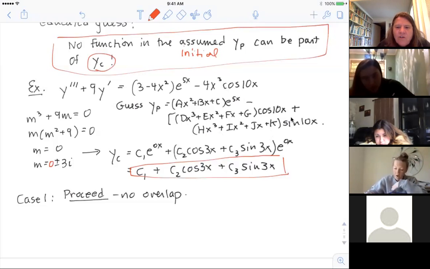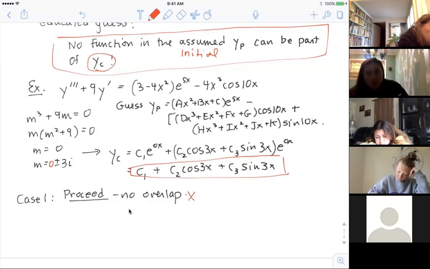All right. Now, look at this and see if it conflicts in any way with this. It doesn't, guys. The reason it doesn't is because I have sine 3x's and cosine 3x's here, and my guess has sine and cosine of 10x's. So you don't need to worry about any conflict there. There's your YC, there's a constant there. Okay, so if you don't see any conflicts there, you can just proceed.